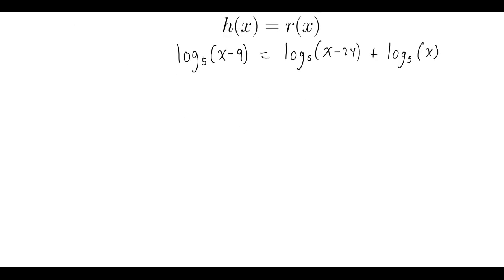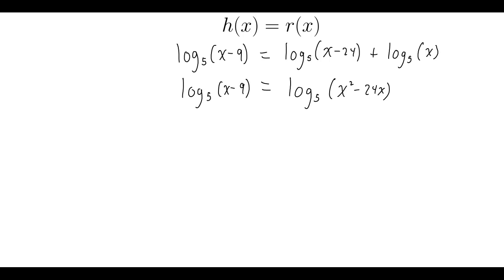Well, just like the previous example, we need to try to condense at least the right side. Log base 5 of x minus 24 plus log base 5 of x simplifies to be log base 5 of x squared minus 24x. Okay, addition can become a single logarithm that is a product inside. The left side, of course, stays the same.